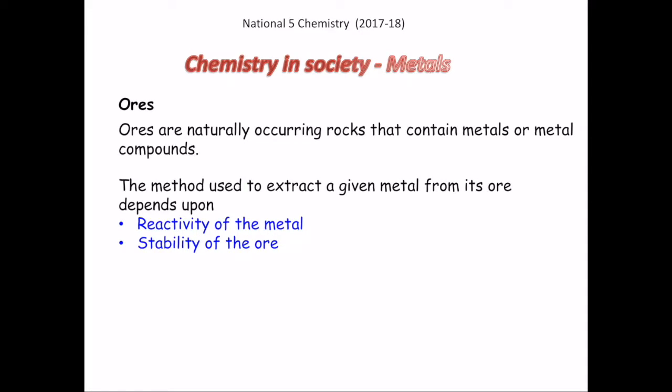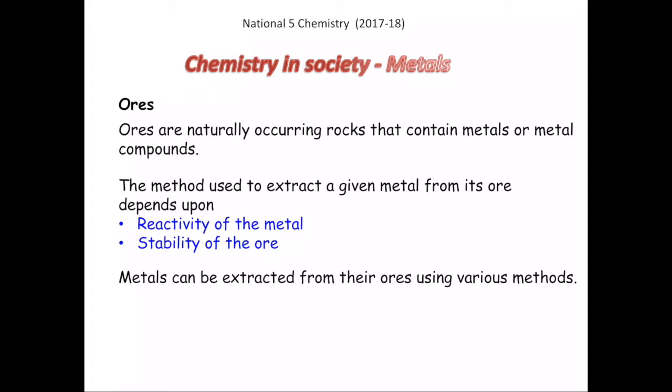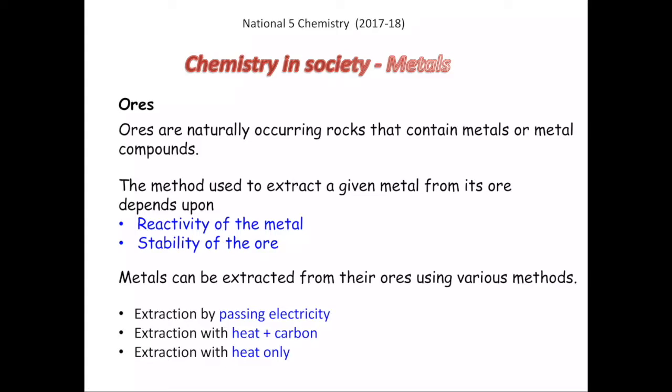The method used to extract a given metal from its ore depends upon the reactivity of the metal. So greater the reactivity, more difficult it will be to extract the metal from its compound. And stability of the ore, so greater is the stability of the ore, more difficult it will be to decompose the ore to extract a metal. Metals can be extracted from their ore using various methods like passing electricity or heating the ore and then reducing it by carbon or just by the action of heat.